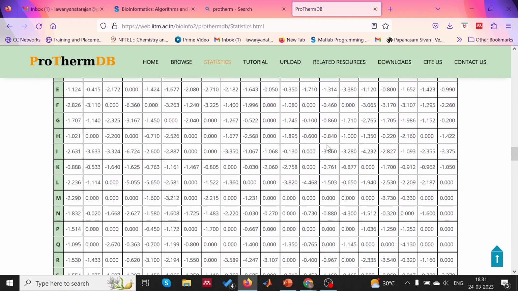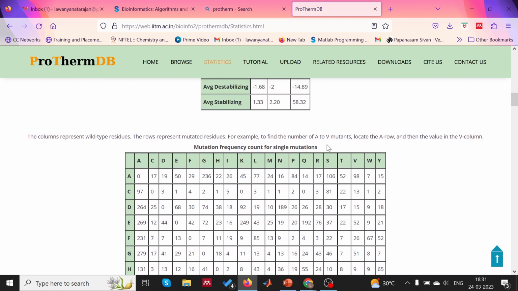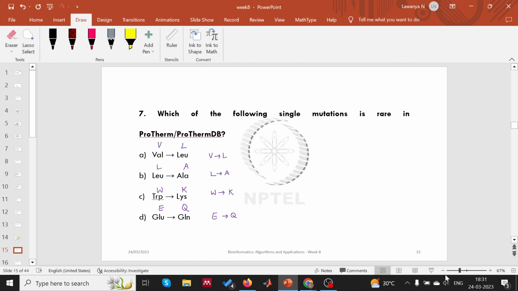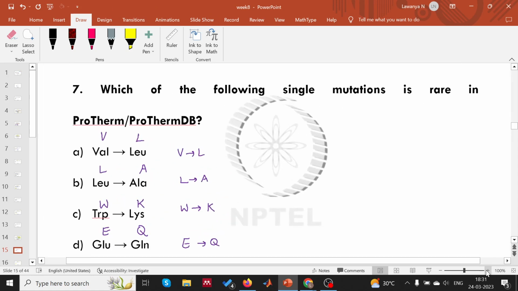So what do we need here? We are asked about what's rare. So what should we look at? Frequency, right? So I'm going to note down what the frequency is. I hope this is zoomed in enough for you all to see.